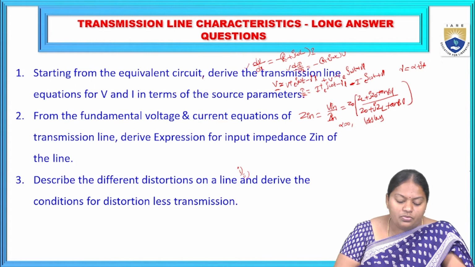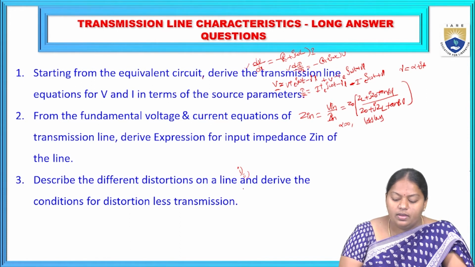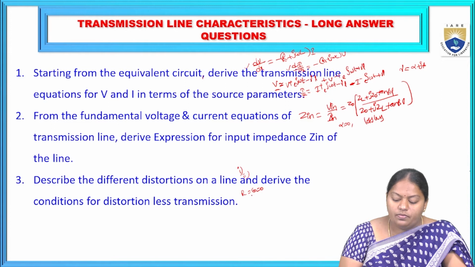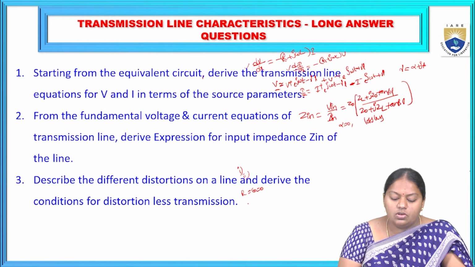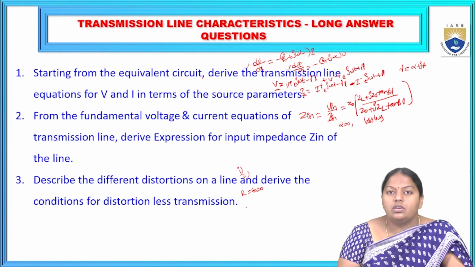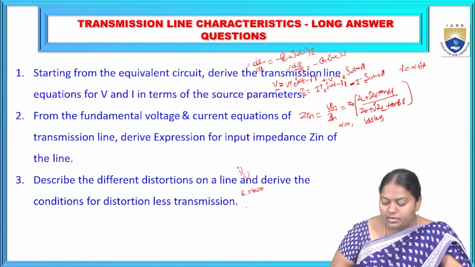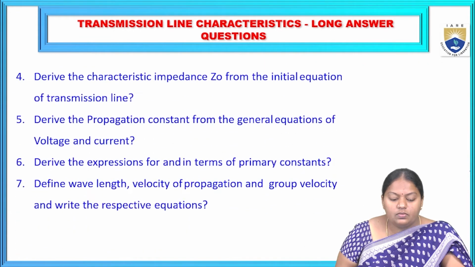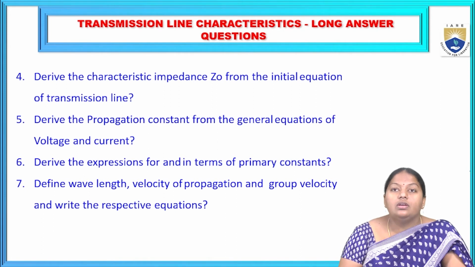Now, for the condition for a distortionless transmission line, we just assume R by L equal to G by C in that particular case. Then from that, we'll get the attenuation constant alpha and the phase constant beta, along with the characteristic impedance Z0 also. Okay. Then the next one is derive the characteristic impedance Z0 from the initial equation of a transmission line.